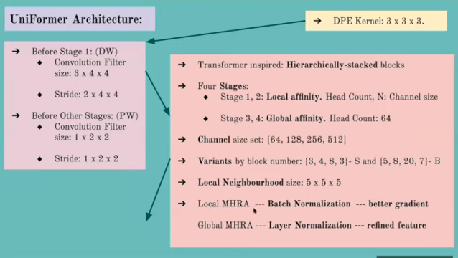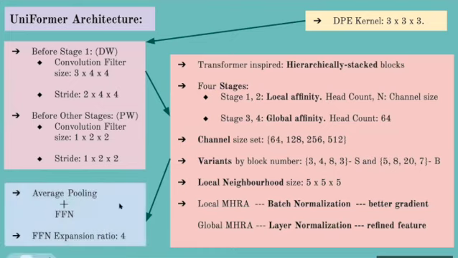For the local MHRA, they use batch normalization because that gives better gradient. And for global MHRA, they use layer normalization for much more refined features. Then they send the whole result to average pooling, then apply the feed-forward network. They have used a feed-forward network expansion ratio of 4. What it does is like magnifying or zooming into the decision boundary created, to understand much more clearly how the decisions are being made for each data unit or each particular token.